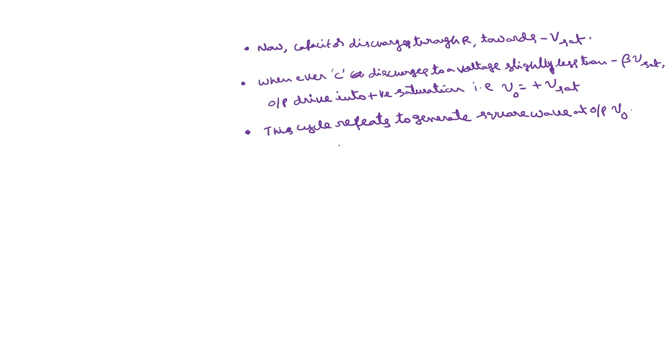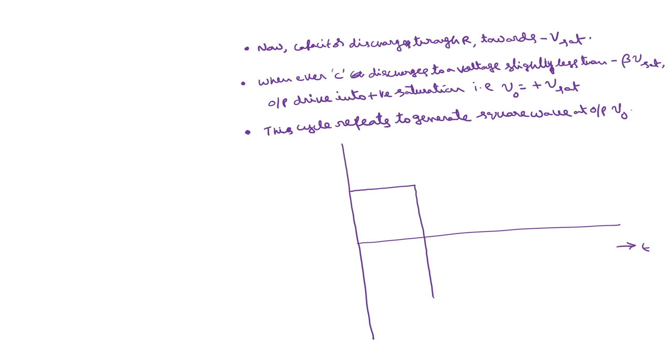We can explain the same principle with the help of the waveforms. This is the time axis. Let this be the output, V0 of t, so this is a function of t. So what are the two values for this output? Plus V sat and minus V sat.